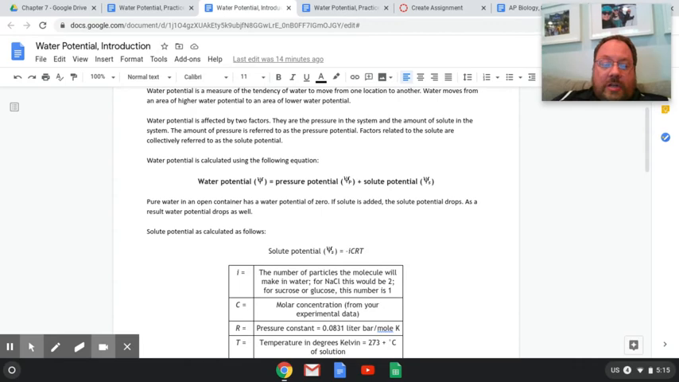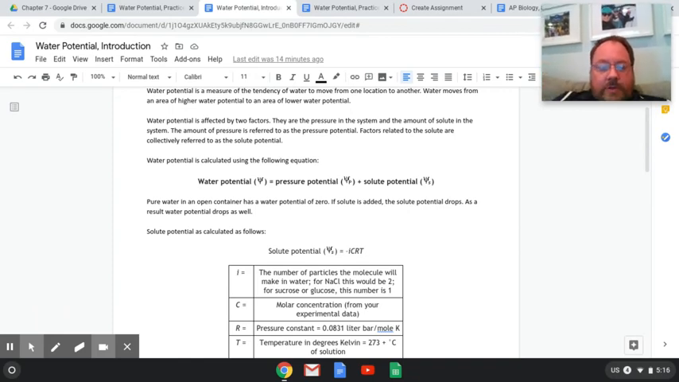All right, here's another thing that you maybe would highlight. Pure water in an open container has a water potential of 0. If solute is added, solute potential drops, so it actually becomes more negative, and as a result, water potential will drop as well. So again, the thing I would highlight is that pure water, so water with no solute, in an open container has a water potential of 0. That will be an important one to remember, because sometimes on story problems, they'll just say something is in an open container or it's in a beaker or something like that. They won't say, hey, pressure potential 0, but you have to remember that's the implication.